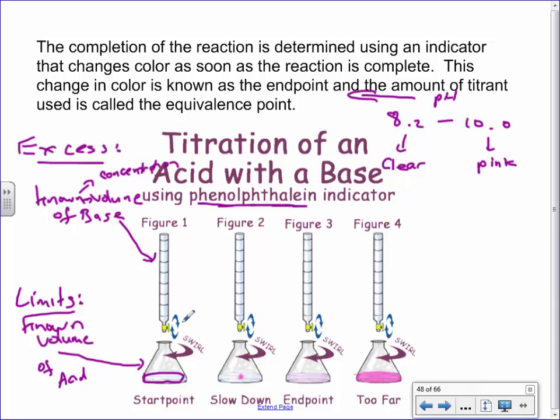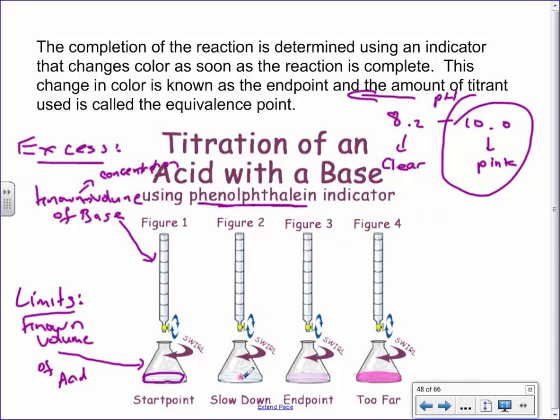Okay, so you got some base in this flask. You tip the little stopper to allow some to go in, and it turns pink. Why does it turn pink? Because a base, in the presence of phenolphthalein, would turn pink. But the pink disappears right away. It's going to turn pink briefly, and then it's going to dissipate.